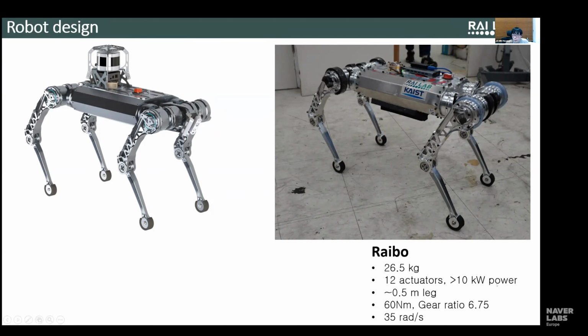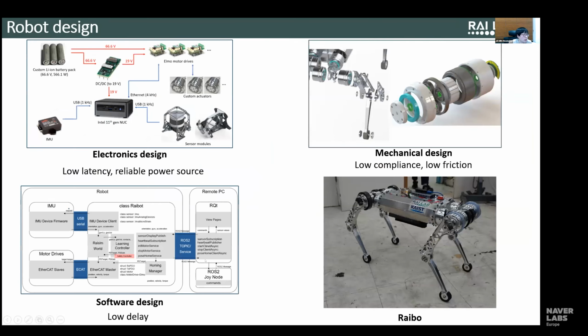That's limited by the battery, not by the actuators. It has 60 newton meters of torque and 35 radians per second of joint velocity if the battery is fully charged. There are different aspects of this robot, so I'm going to talk about electronics design, mechanical design, and software design.